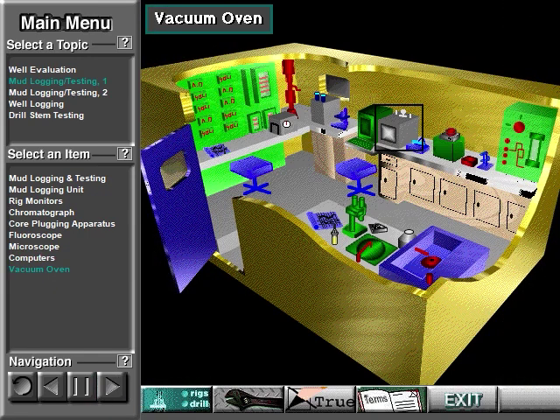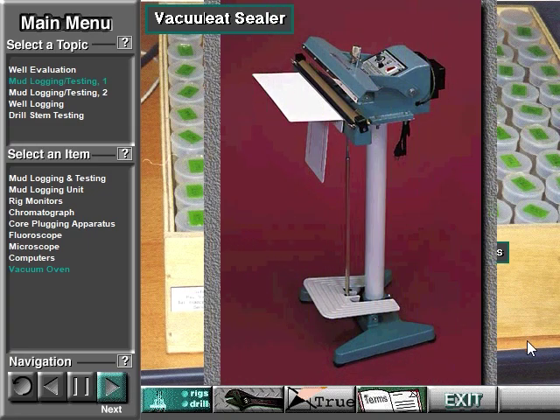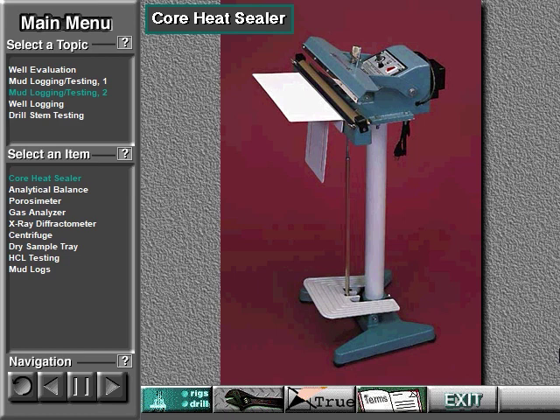Mudloggers use a vacuum oven to dry out formation samples. Then, they evaluate the dried samples for further facts about the formations being drilled. Geologists use a core heat sealer to make an airtight container for cores. The heat-sealed airtight container keeps any formation fluids in a core from leaking out while it is being shipped to a core laboratory for analysis.